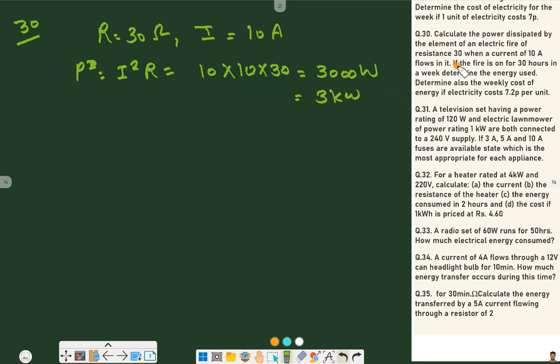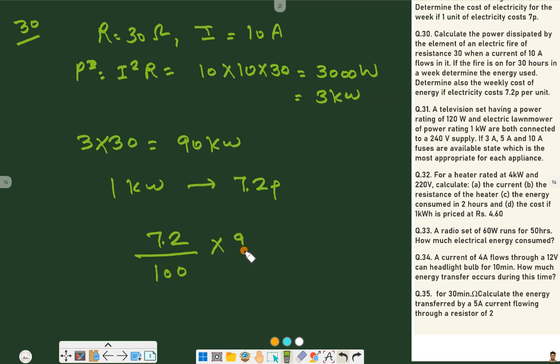Okay, so we are using it for 30 hours. So for 1 hour it is 3 kilowatt, for 30 hours it will be 3 into 30, 90 kilowatt, and costs are, for 1 kilowatt it is 7.2 paisa. So 1 kilowatt cost is 7.2 paisa. So for 90 kilowatt it will be 7.2 divided by 100 into 90, we will get 1864 by 100 or rupees 6 and 48 paisa is the answer for question number 30.